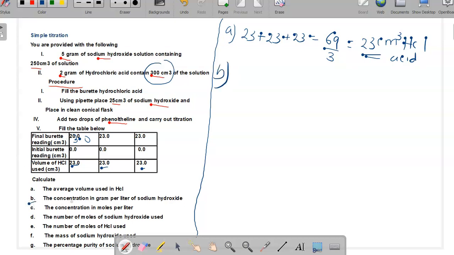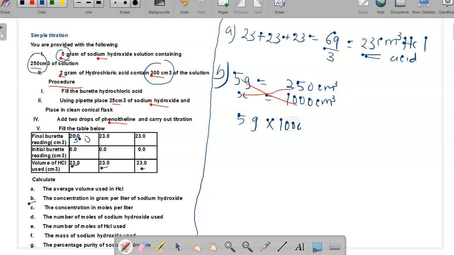Part B is asking the concentration in gram per liter of sodium hydroxide. We have the mass and we have the total volume. So how do you get it? This is what you do. You take the mass, which is 5 grams of sodium hydroxide. 5 grams is equal to the total volume, which is 250 centimeter cubic. Then what about 1000? 1000 is equal to how much? We don't know the value of 1000. Then you do cross multiplication. So let's cross multiply it. That means 5 grams multiplied by 1000 centimeter cubic divided by 250. So we will get the answer: 20 grams per liter.